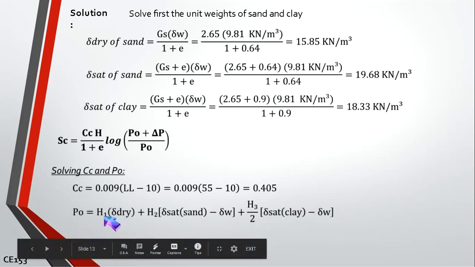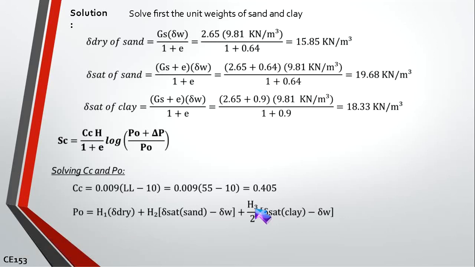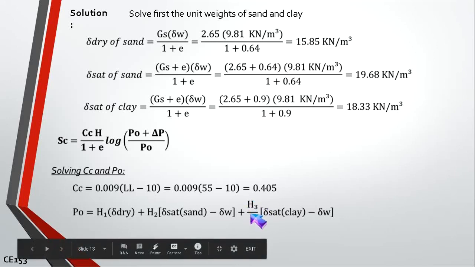And solving for our effective pressure, Po. Effective pressure is the height times the unit weight. So, this is for soil layer 1, layer 2, and layer 3. We need to divide this by 2 since we will be getting the effective pressure at the midpoint of the layer where the settlement is required. Kailangan natin i-divide ng 2. And of course, we need to subtract the unit weight of water since we are getting the effective pressure.